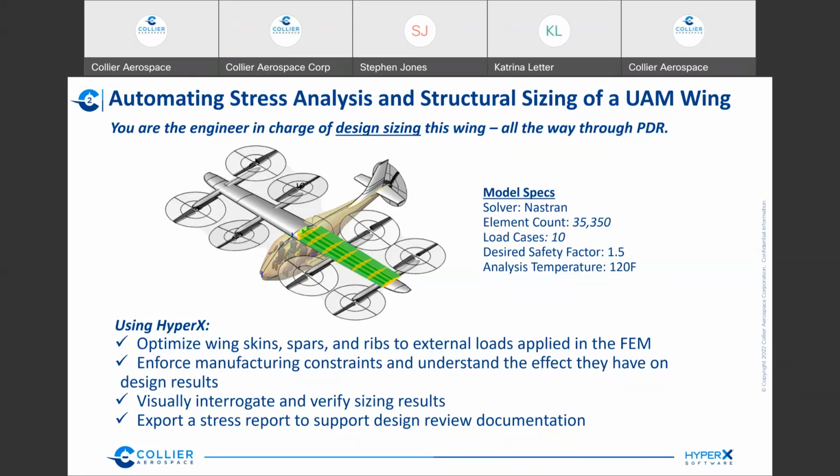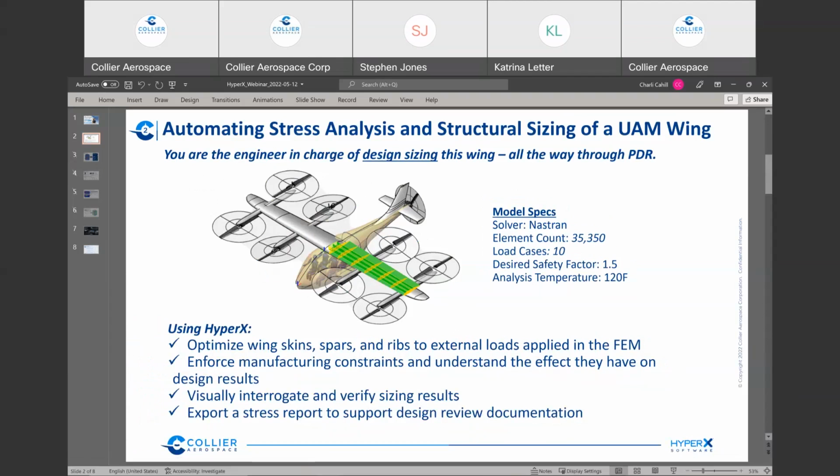While I'm doing that, I'm going to be able to enforce all of those manufacturing constraints that I alluded to and be able to, as an engineer, understand the effect that those things have on my design results. Every step of the way, I'll be able to visually interrogate and verify my results firsthand. And then at the very end, I'll show you an example of a stress report that we can export in order to support something that you might need for a design review. So without further ado, I will go ahead and open up the software.